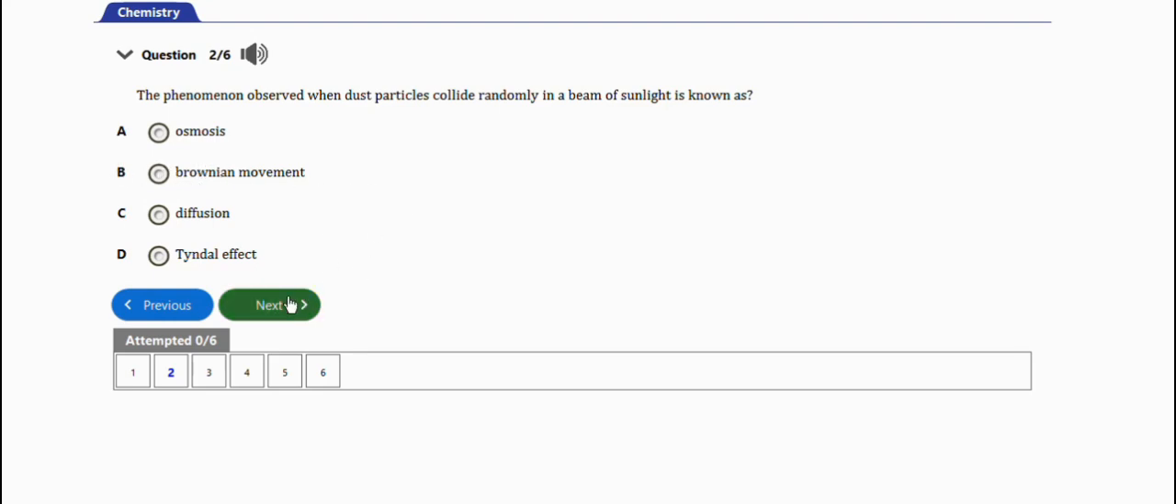Okay, so the next question will be this one. It says which of the following properties does not give evidence of kinetic theory of matter? So we have melting, diffusion, evaporation, polymerization. So the right option is option A, polymerization.